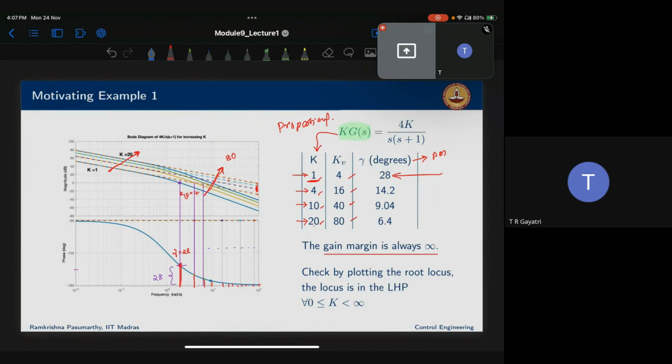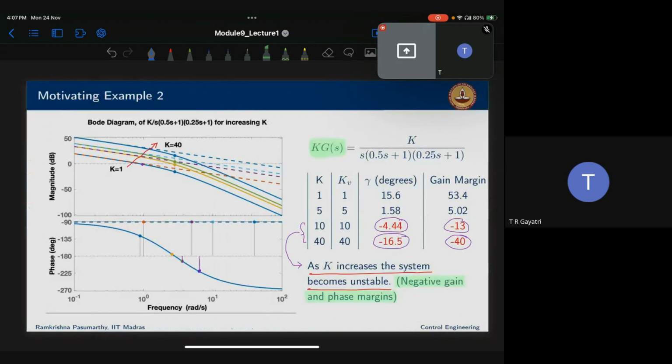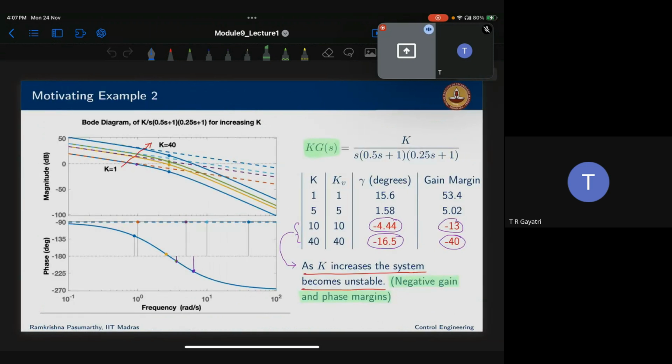Our main intention here is that Kv should be 40, which we are getting at K equal to 10. Now look at another example. In this example we have s equal to 0 as one pole and two other poles.